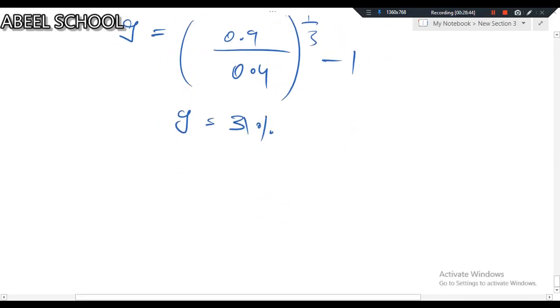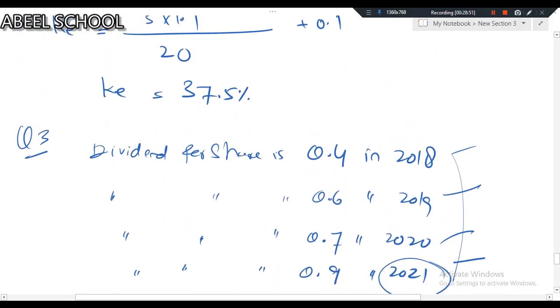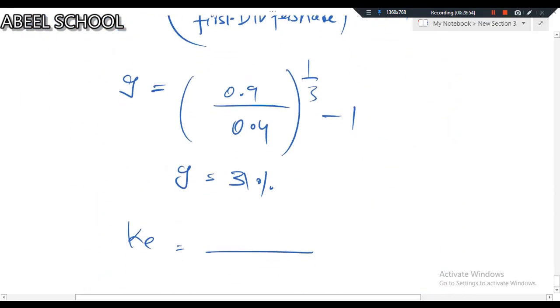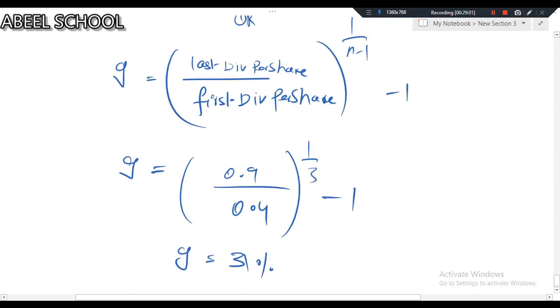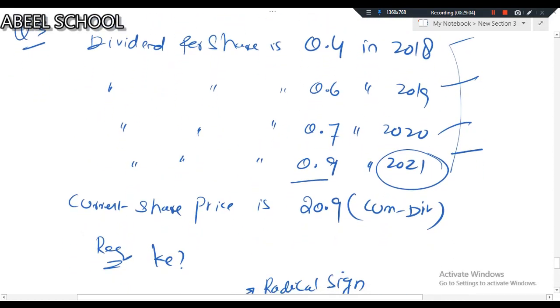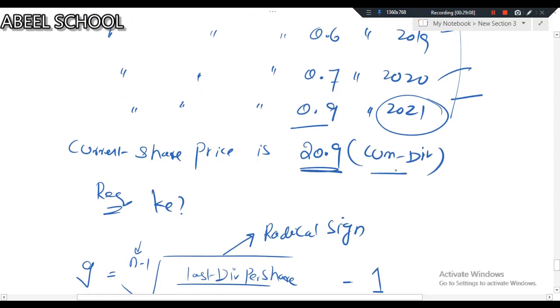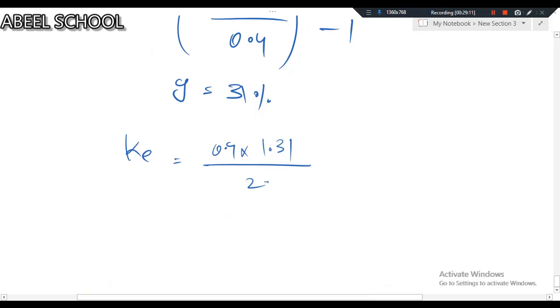Now I can easily calculate KE from the dividend valuation model. D naught is 0.9 into 1.31, and current share price is 20.9 cum div, so ex div is going to be 20. So let's use the calculator. 0.9 into 1.31.